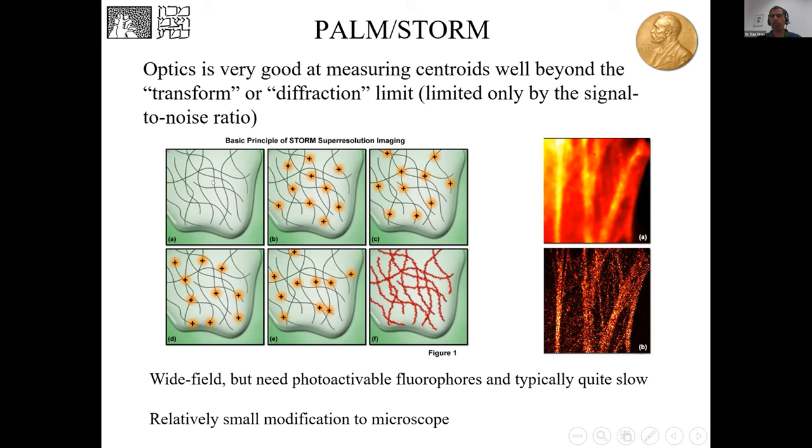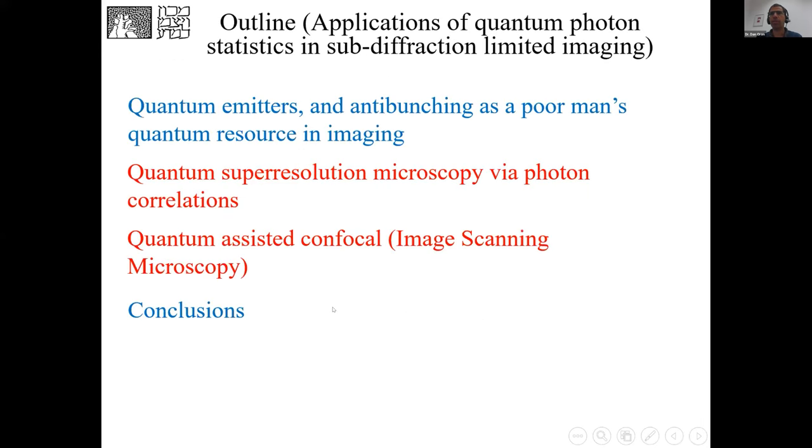So what do you do? You switch off all your molecules, then you switch a small sub-ensemble on, so small that the molecules are really separated. Then you can measure accurately the centroid of each one, mark an X in that location, turn all these off, and then repeat this again and again until you get the distribution of the positions of the X's. So it's wide field, but needs photoactivable or reversibly photobleachable molecules. It's quite slow because it takes maybe 10,000 frames to do this.